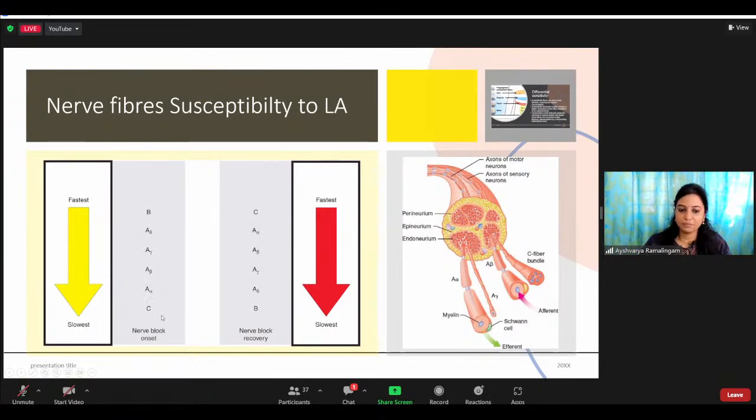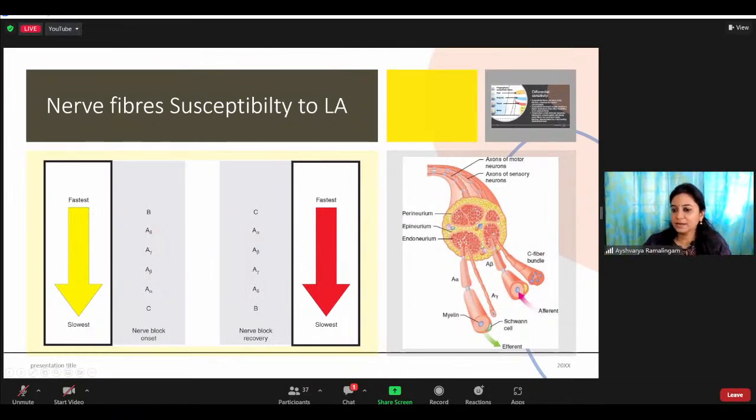There is a lot of controversy regarding the susceptibility to local anesthetic. Initially, it was thought that C fibers, which are unmyelinated, are more susceptible to local anesthetic, but it is the reverse. They are more resistant due to the differences in their conduction ability. So the fast conducting fibers, which are of smaller diameter, are blocked first and are more susceptible than the C fibers. And the recovery is also fastest from the smallest unmyelinated nerve fibers, in the reverse manner.